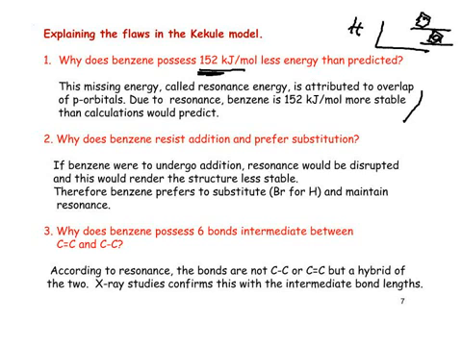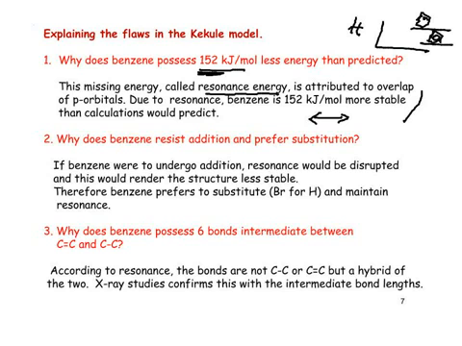Here's the answer. The missing energy, called the resonance energy, an important term to know here, is attributed to the overlap of p orbitals, those 2pZ orbitals. And due to the resonance, a resonance means sort of going back and forward, the resonance in benzene.